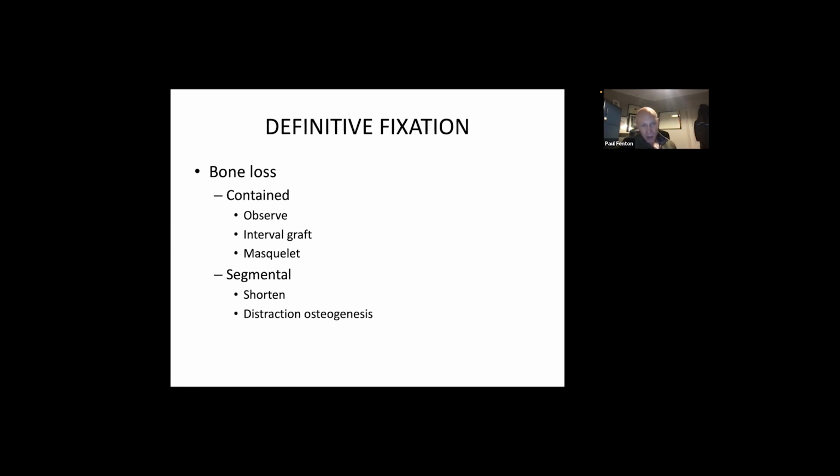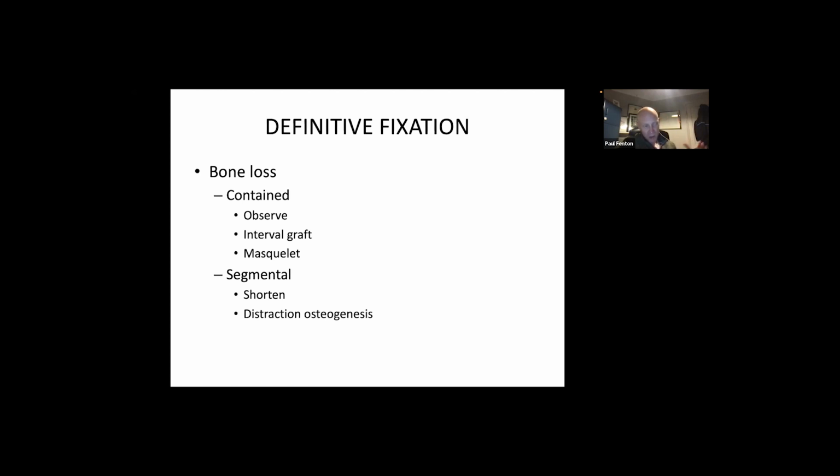Larger defects, you could come back and just do a bone graft once the soft tissues have all healed and everything settled down. Or we can use something called a masquelet technique, which we'll look at in a minute. The segmental defects are more challenging because obviously there's a whole section of the bone missing. If that's a short section, so probably up to about 2 centimeters, it may be appropriate just to shorten the leg. Most people can tolerate a small amount of shortening of the limb. They can be managed if needed with a shoe adaptation to balance the legs out.